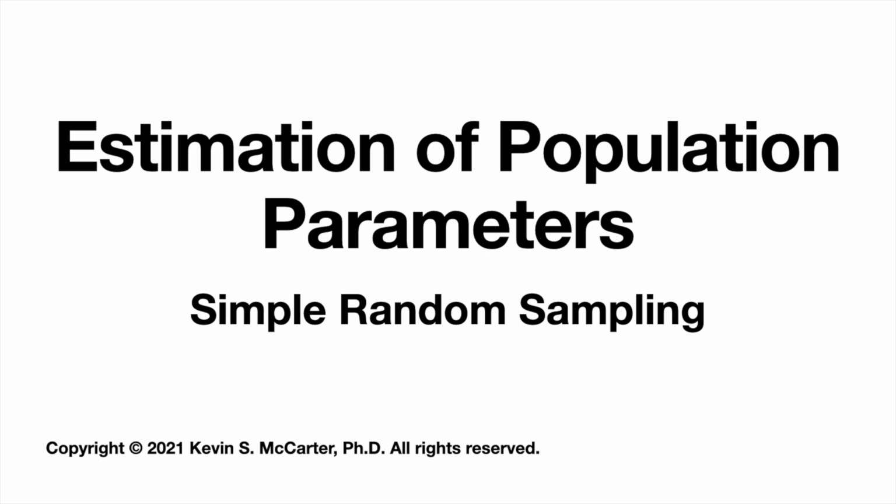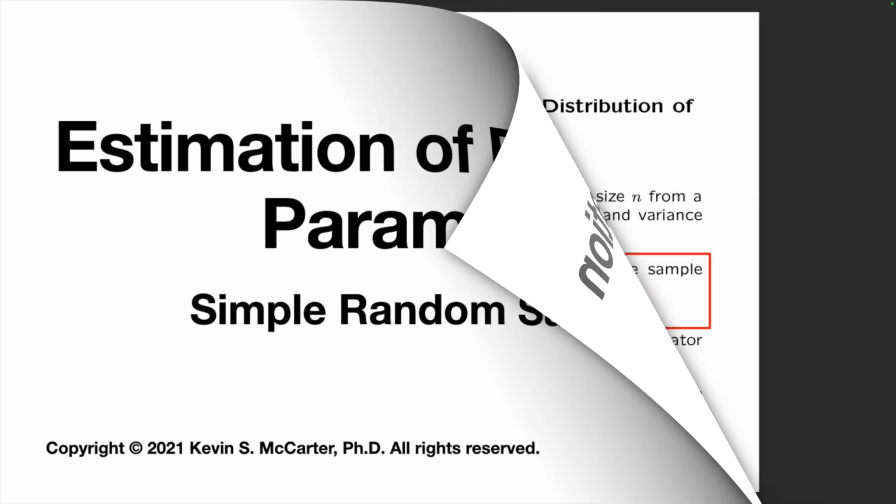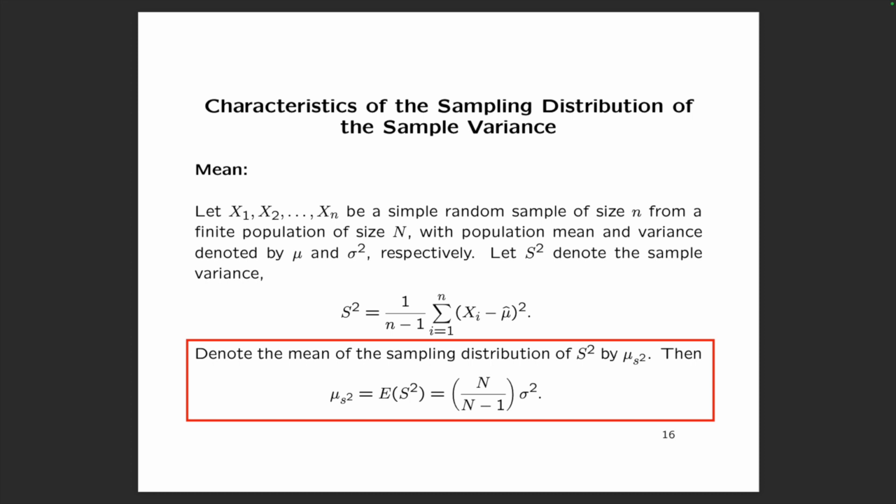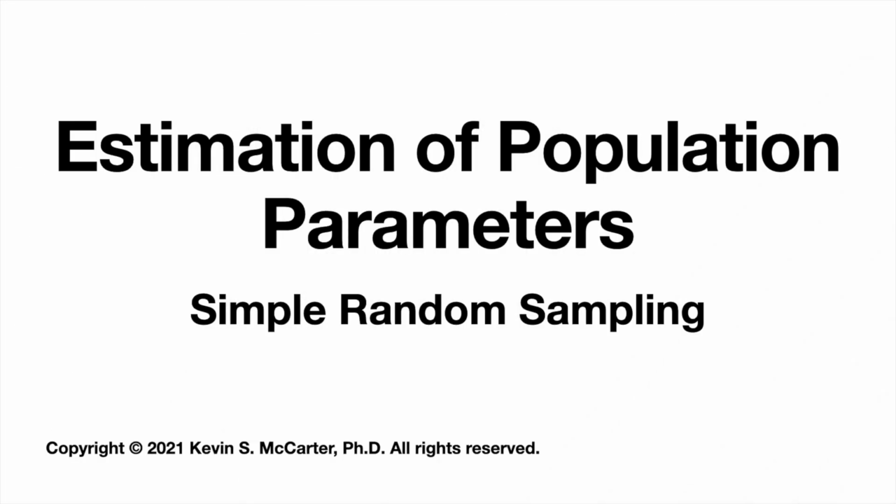In previous lecture videos, we have investigated the sampling distributions of the sample mean and the sample variance. In particular, we determined the mean and the variance of the sampling distribution of the sample mean, and we also determined the mean of the sampling distribution of the sample variance. Now, in this lecture video, we're going to utilize that information to come up with estimators for the population mean and the population variance.